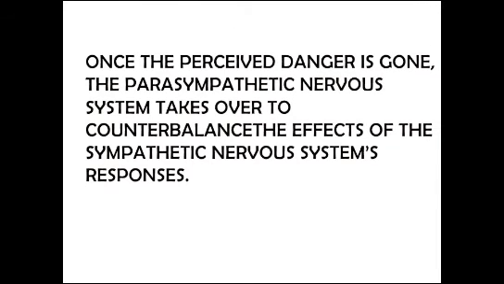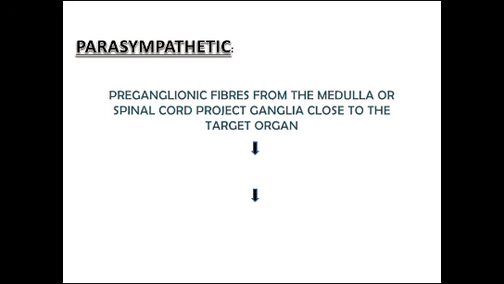Now, once the perceived danger is gone, the parasympathetic nervous system takes over to counterbalance the effects of the sympathetic nervous system responses. Imagine yourself running in a marathon, and after the marathon, when you rest, what are the changes? Your body starts to come to rest. So which system is bringing it to rest? The parasympathetic system. So now there is a shift from the sympathetic nervous system to the parasympathetic nervous system. Now let's see how the parasympathetic system works.